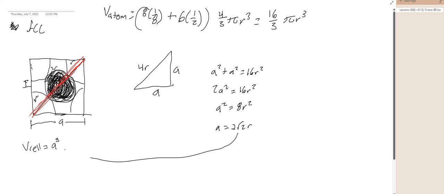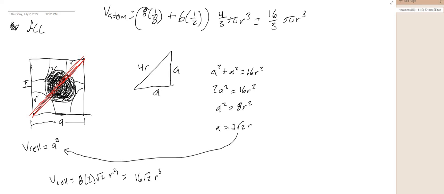So we're going to take that and plug it in over here. We're going to get that the V of our cell is going to equal 8 times 2 times root 2 times r cubed, for 16 root 2 r cubed. All right, so we good there? I'm going to assume we are.